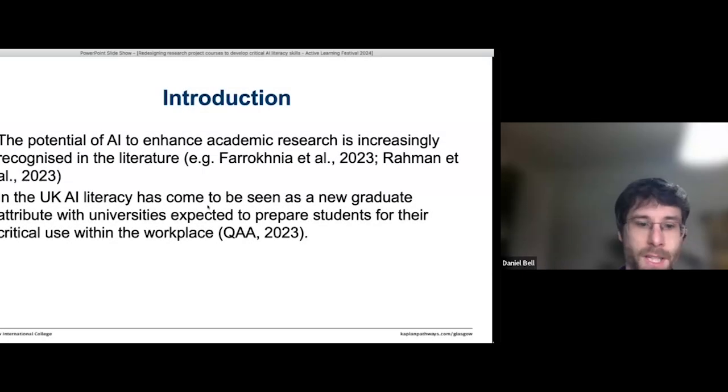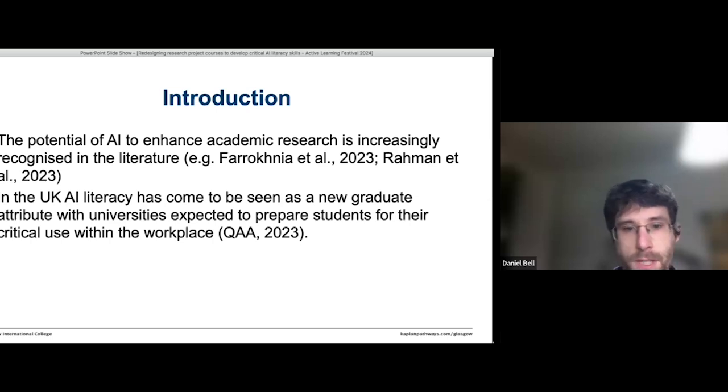So yeah, I'm just going to give a very quick introduction and then we're going to go straight into breakout rooms and actually get exploring and experimenting together. So as we know, AI is having a huge impact on how we do research.